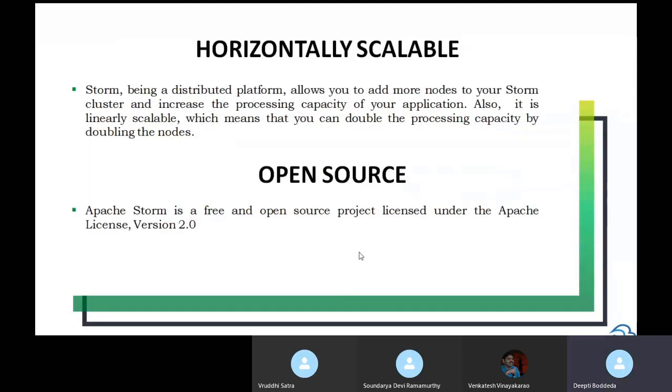And next feature is horizontally scalable. This is a very important feature for any distributed system. And here Storm is linearly scalable, which means that you can double the processing capacity by doubling the nodes. And next one is that it is open source. Yes, but only theoretically. In theory, you can double the nodes and get double the processing capacity, but in practice, it never happens. And that's because of the design that we come up with. So a lot depends on how good our design is, and even with the best design, I believe it is still extremely hard.